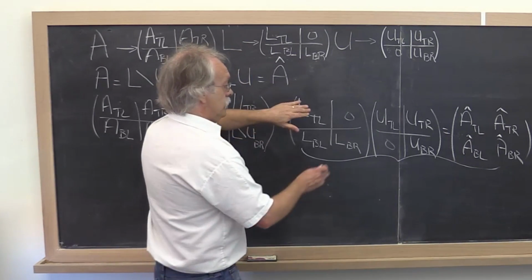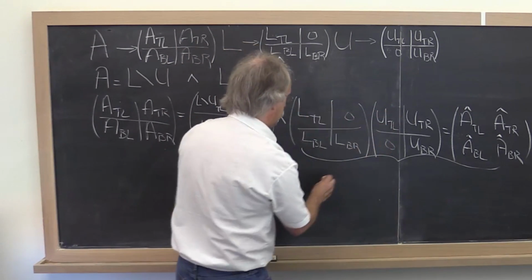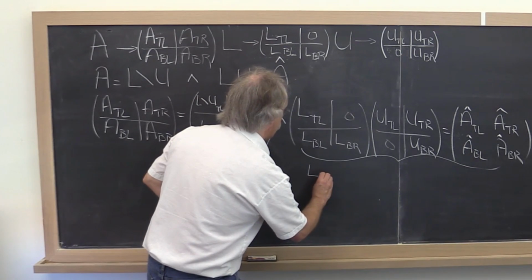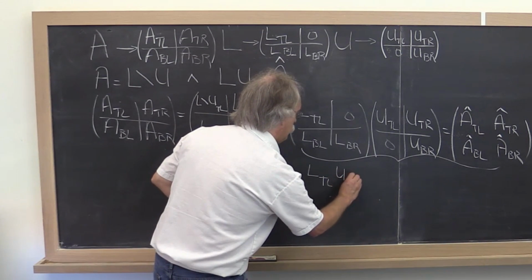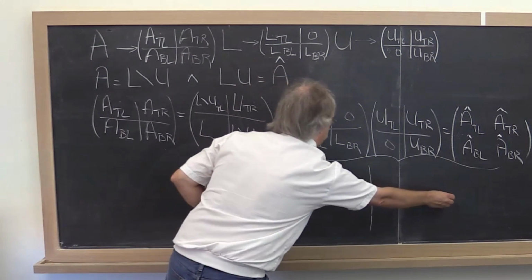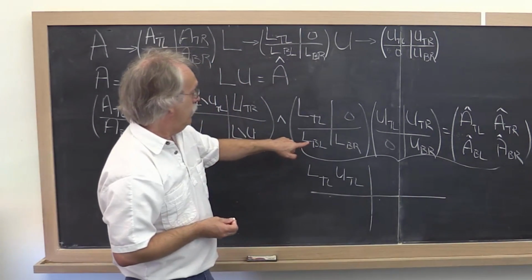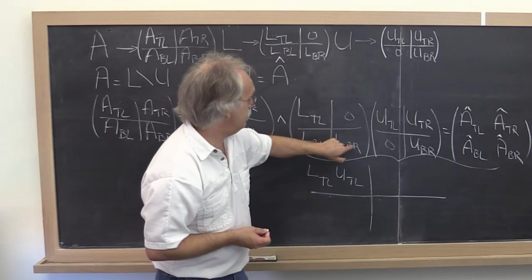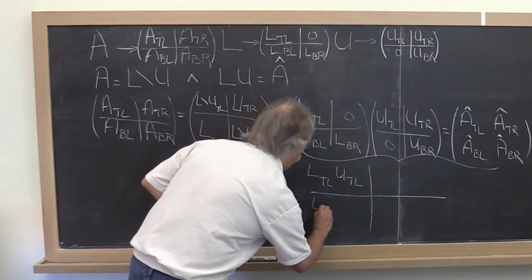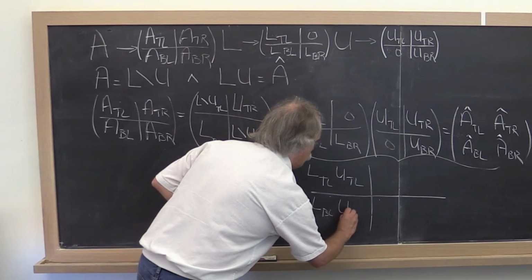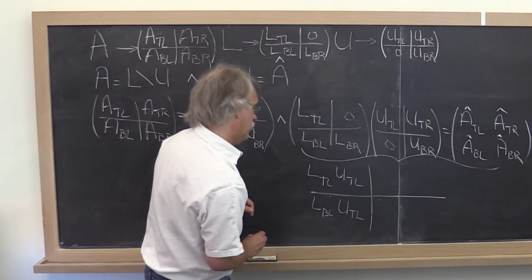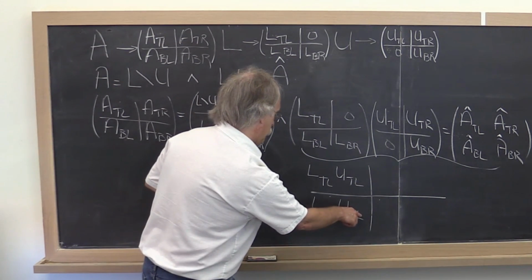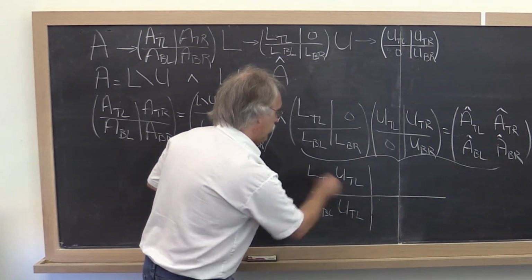So this is just this times that plus 0 times that. So the top left quadrant is L top left times U top left. This quadrant is this times that plus this times 0. So that's L bottom left times U top left.